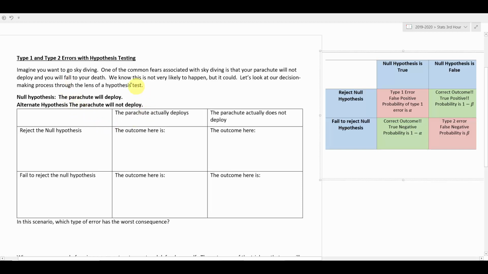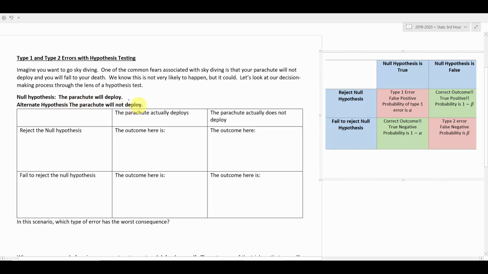In this situation, we're going to come up with a null hypothesis. It's generally assumed that your parachute is going to deploy. It's going to go off. This is what happens. The assumption about the population of parachutes is that the parachute's going to work just fine. The contradiction to that, or the alternate hypothesis, is that the parachute does not deploy correctly. And that would be bad.